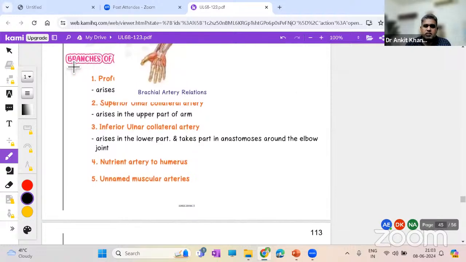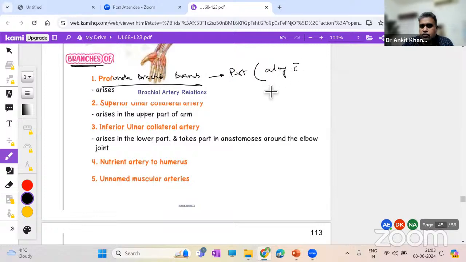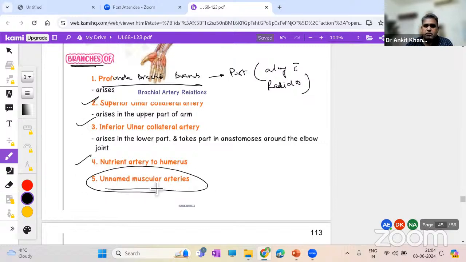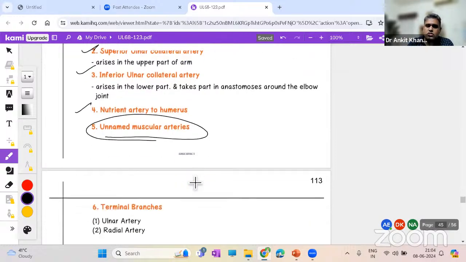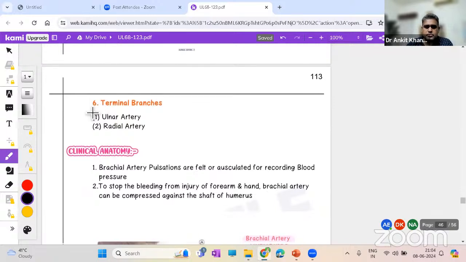Come to the branches. This one, which is omitted, is your profunda brachii artery, or profunda brachii branch. This is the initial branch, and it goes posteriorly along with the radial nerve. Then there are superior and inferior ulnar collateral arteries, because the artery is more medial, so it gives off ulnar collateral. Then it gives the nutrient artery to humerus and unnamed muscular branches. All the muscles over there will be supplied by it. Basically, these are the branches you should know. Terminal branches are these two.